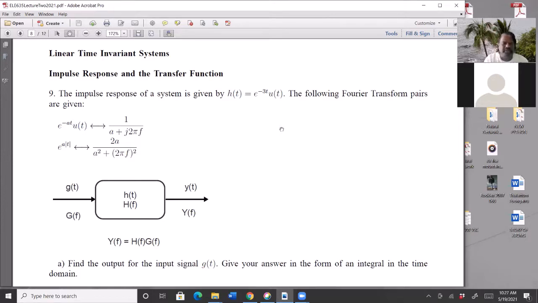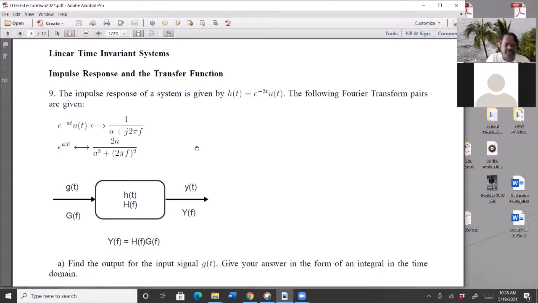Now for this question, I have given you a Fourier transform pair which was not in the handout or the A4 sheet I have there. If you have to use a new transform pair that is not in the sheet, I will give it to you. The pairs given were e to the negative at u(t) becomes 1 over a plus j2 pi f, and e to the negative a absolute t becomes 2a over a squared plus 2 pi f squared.